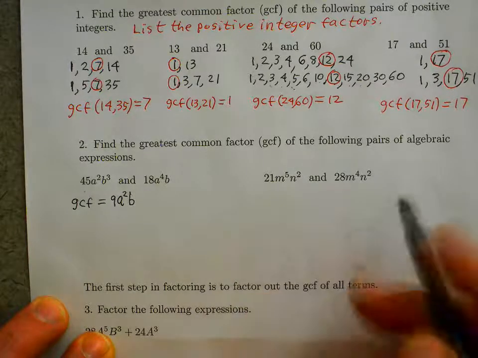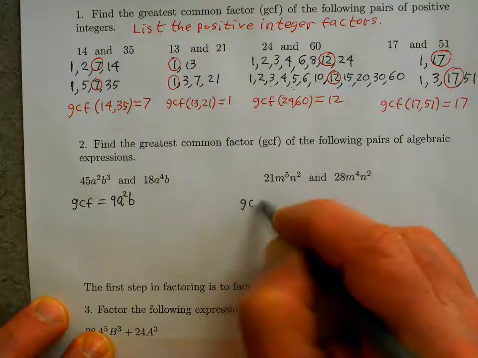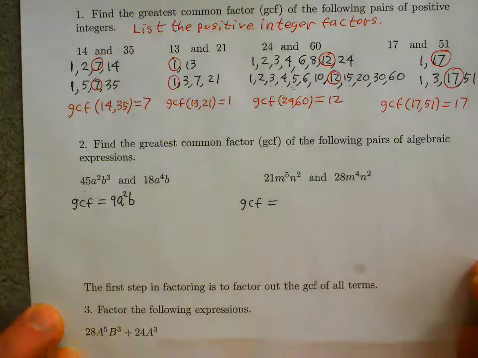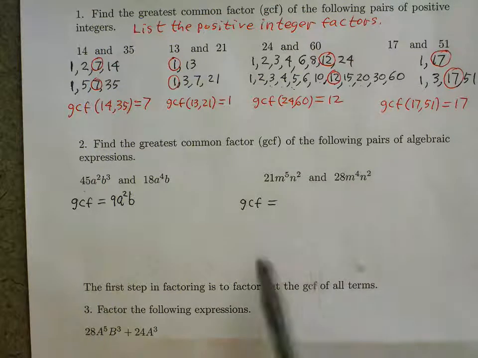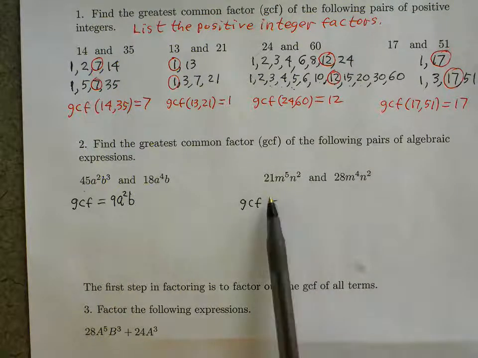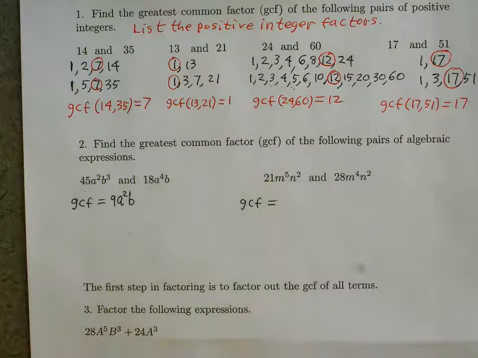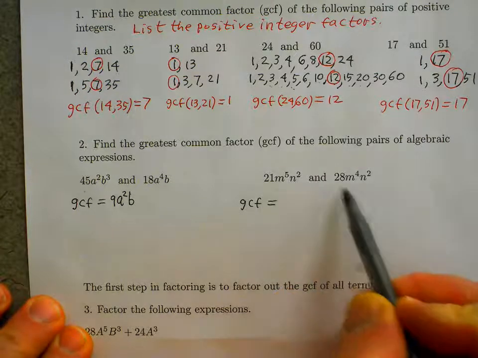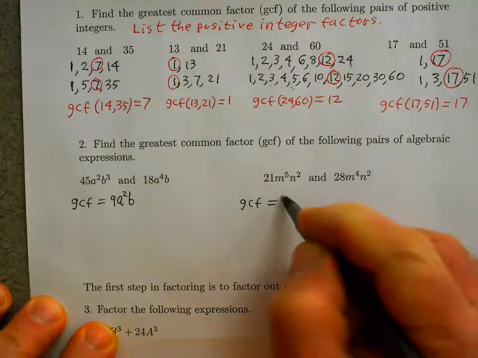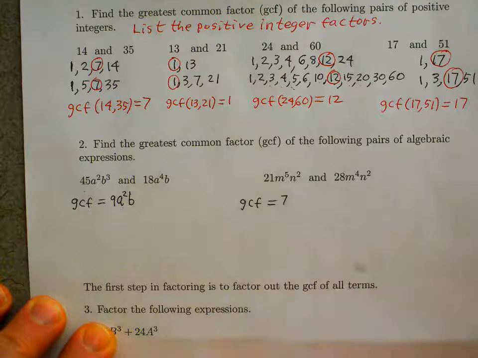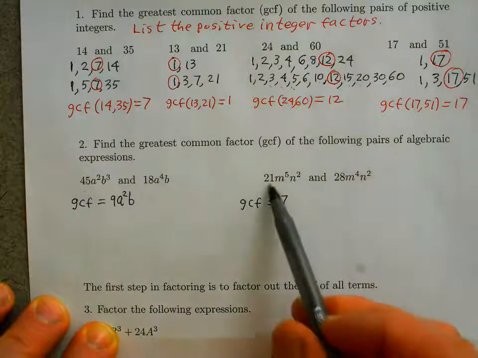Okay, the next pair. To find the greatest common factor of those two algebraic expressions, first we find the greatest common factor of the numerical factors, 21 and 28. What's the greatest common factor of 21 and 28? 7. Yeah, 7. 7 times 3 is 21, and 7 times 4 is 28. So 7 is the greatest common factor of 21 and 28.